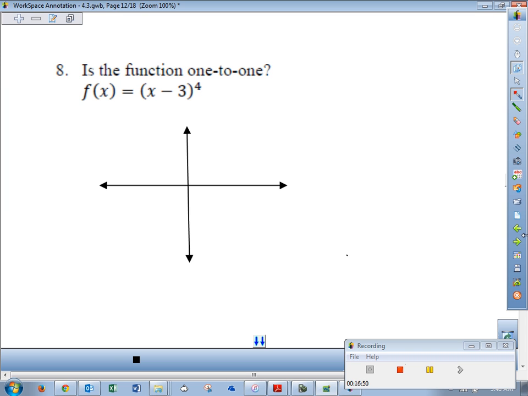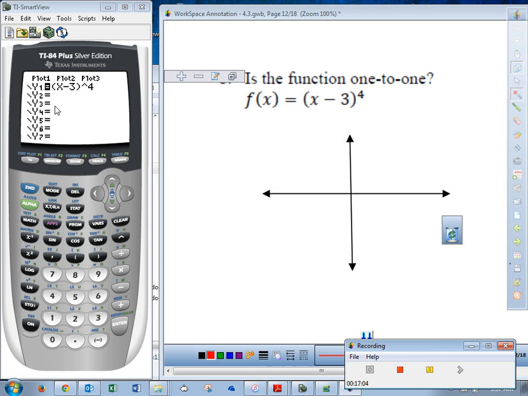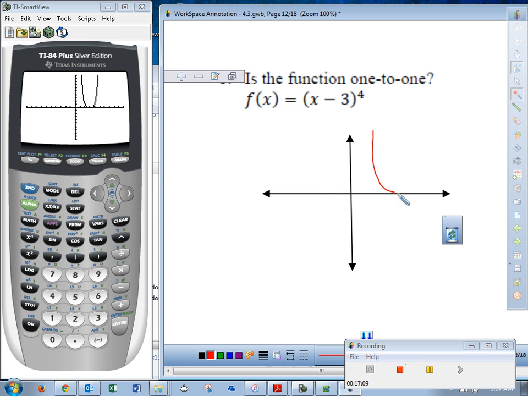What would you do? Graph it. Graph it. So let's do that. X minus 3 as a quantity to the 4th power. Standard window looks like this. Here's my rough sketch. It's what I like to see, so I put that there. Make your axes. Rough sketch.